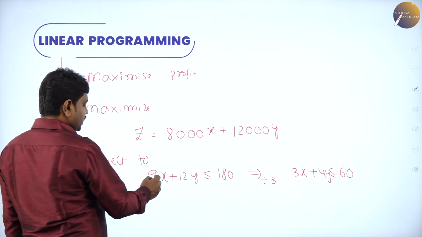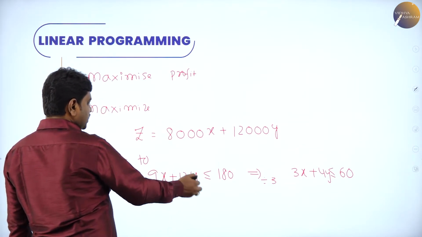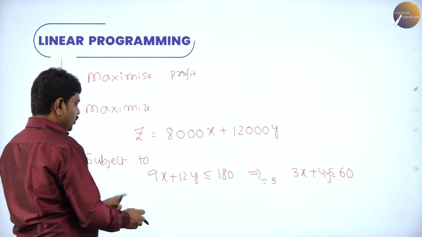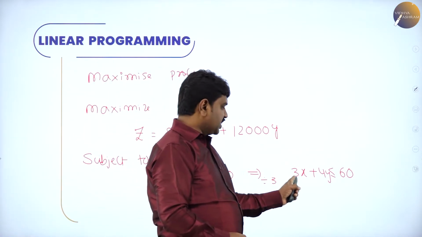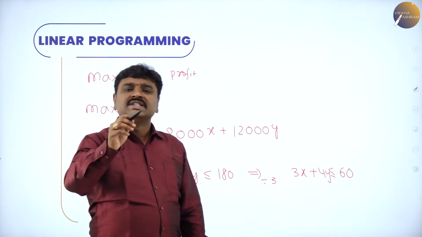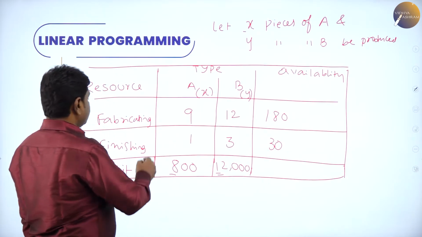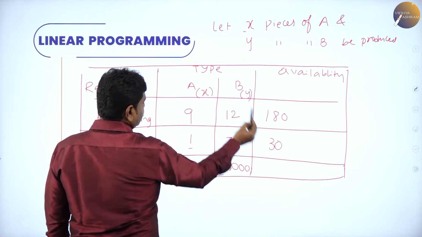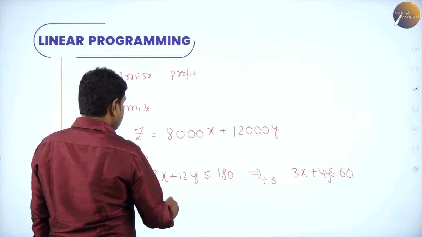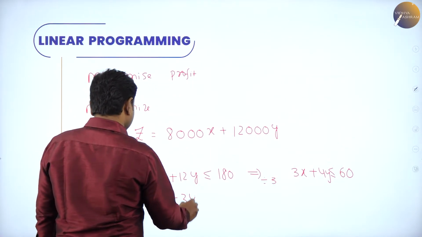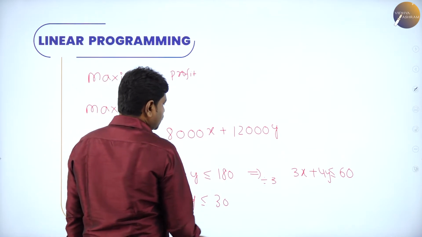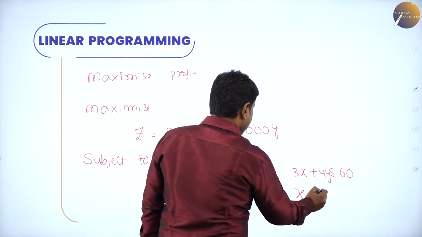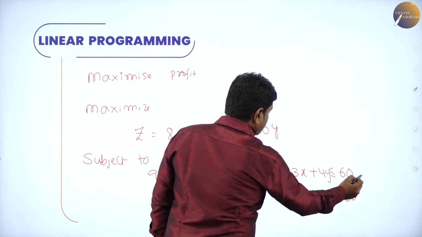The basic one is 9x plus 12y less than or equal to 180, or when you divide both sides by 3, 3x plus 4y less than or equal to 60. Then the other constraint is finishing. So 1x plus 3y, this is 1x and this is 3 times y, should be less than or equal to 30. The other one is x plus 3y less than or equal to 30. This is in standard form. So we got two constraints.